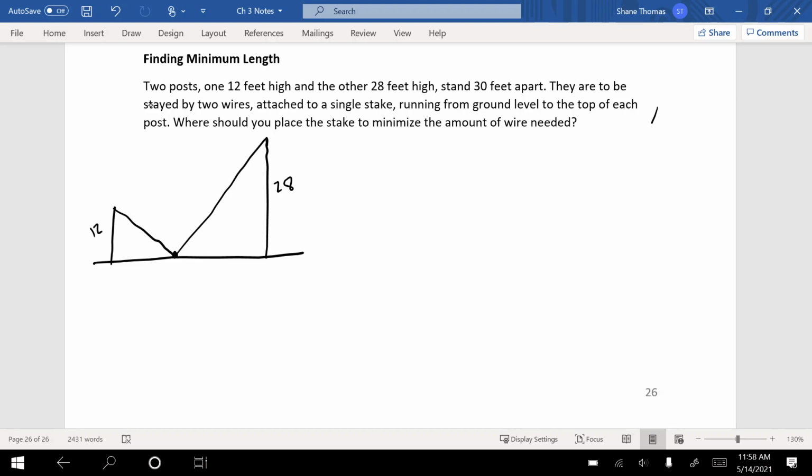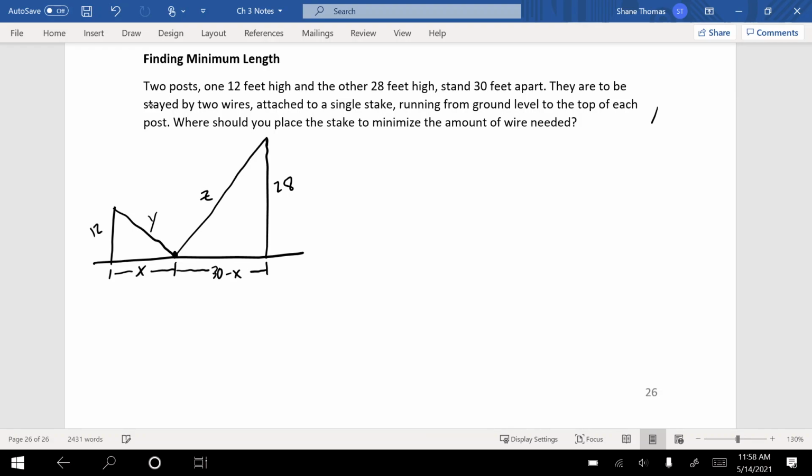So let's call this Y and this one Z, just the length of the wires, right? Now, I also need to worry about the bases because I want to know how far to stake them away from each one. So let's call this guy X. X would be from here to here. Now the two poles are 30 feet apart, correct? So if they're 30 feet apart, and I called that one X under the shorter triangle, what's the other one going to be? There you go, 30 minus X.